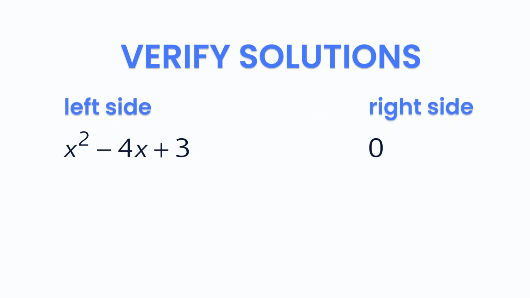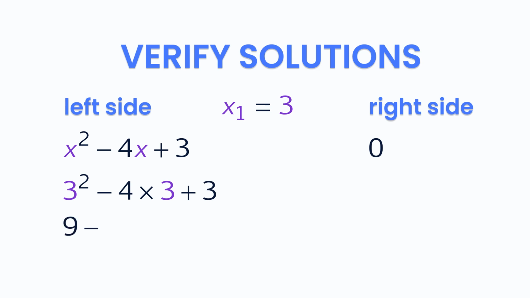In this case, x1 equals 3. Inserting 3 into the left-hand side gives you 3 squared minus 4 times 3 plus 3, which is 9 minus 12 plus 3, which is 0. The right-hand side in this case is already a constant, so there is no calculation necessary. The left-hand side equals the right-hand side, so 3 is a correct answer.